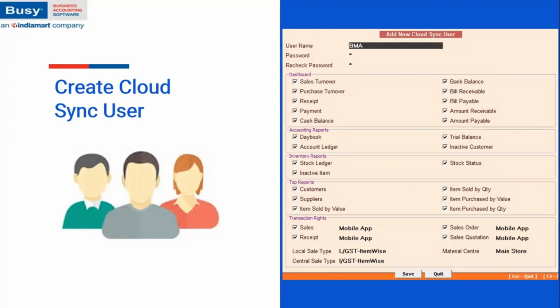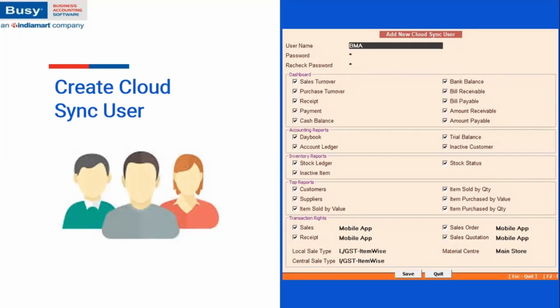Sale turnover, purchase turnover, receipt payment, cash balance, bank balance, bill receivable, bill payable. So what are the reports required for that particular user? You can enable them. Also, we have the accounting reports, inventory reports, and top reports. The top report can help you analyze the top value reports. It might be customers, suppliers, items sold by value, items sold by quantity, etc.